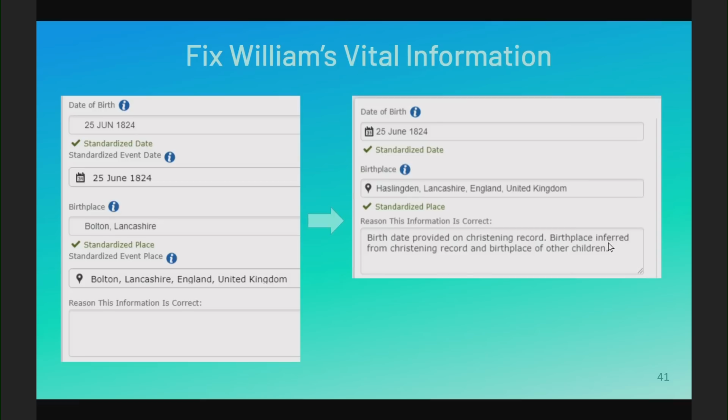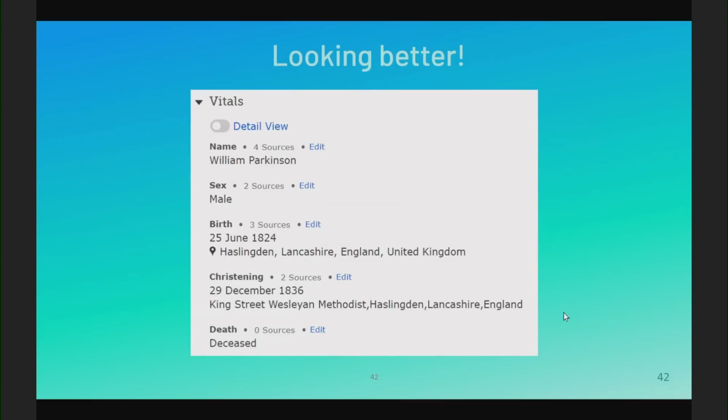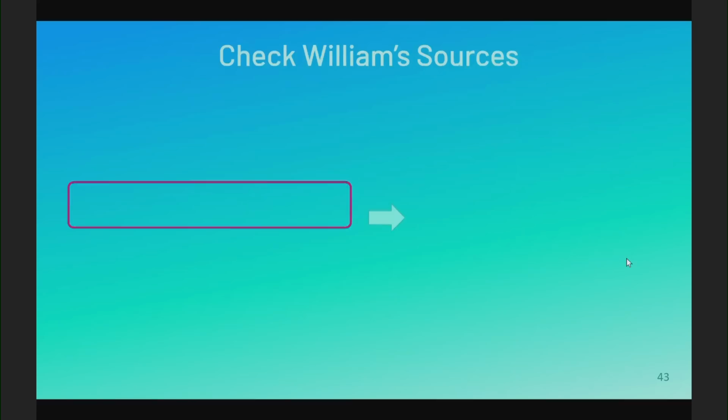I don't have proof, but I have a pretty strong case that this is his birthplace. So it's inferred from the christening record and the birthplace of his other siblings, which in fact was Haslingden. So the Whalley family listed their other kids' birthplaces as Haslingden. So now this is how it looks after I've done all the cleanup. Looking pretty good, huh? No more mistakes here.